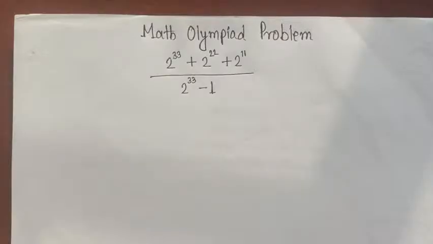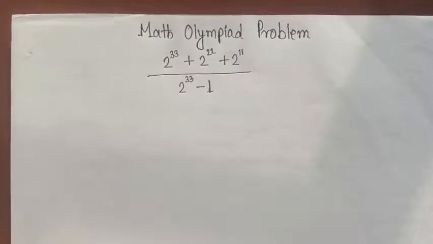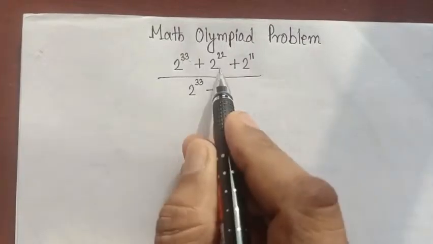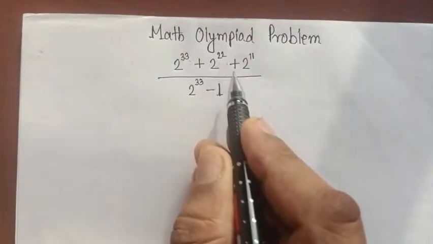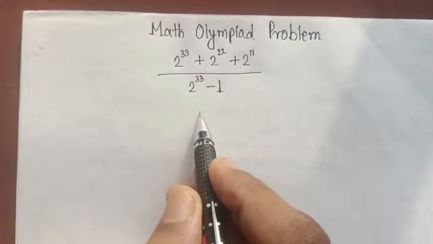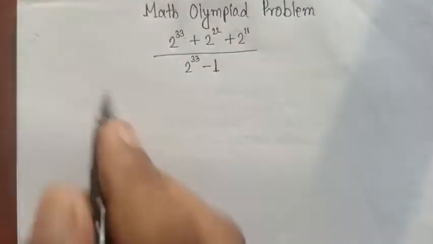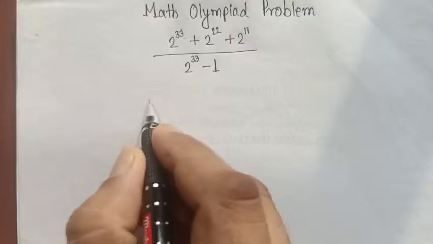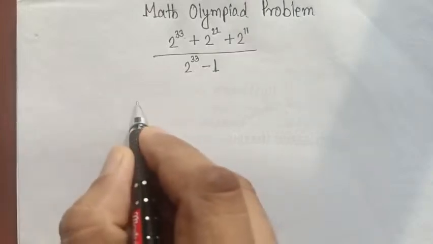Hello friends, hope you are doing well. Today we are going to solve and simplify an exponential equation like 2 to the power 33 plus 2 to the power 22 plus 2 to the power 11 by 2 to the power 33 minus 1. So let's start to find out the solution.